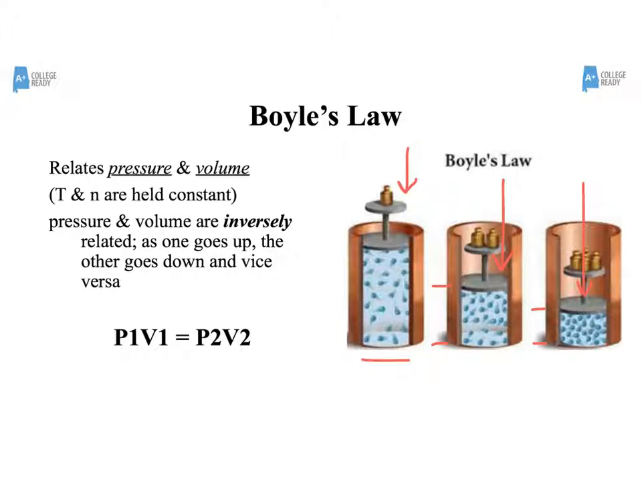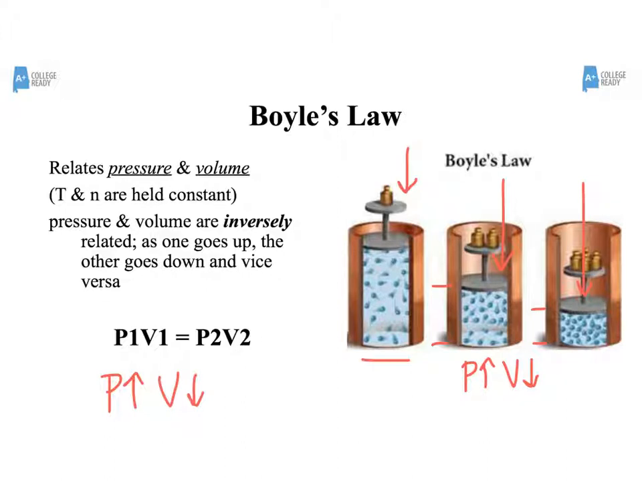So Boyle looked at the mathematical relationship between these things, and he discovered that they have what's called an inverse relationship, meaning if the pressure goes up, then the volume goes down, or vice versa. If the pressure goes down, the volume goes up. Like we saw in our drawing, in the second one, the pressure was increasing. And why is the pressure increasing? Well, because the volume decreased.